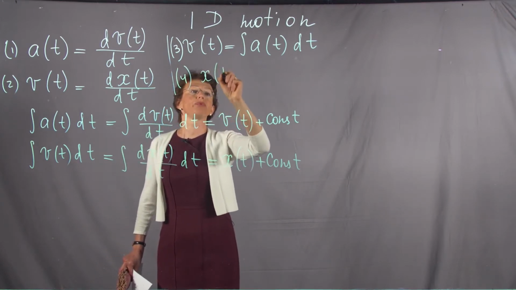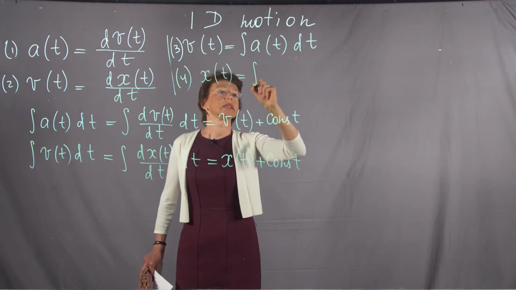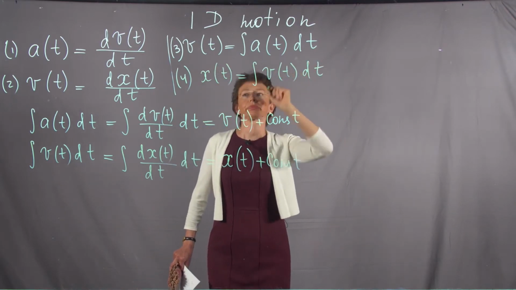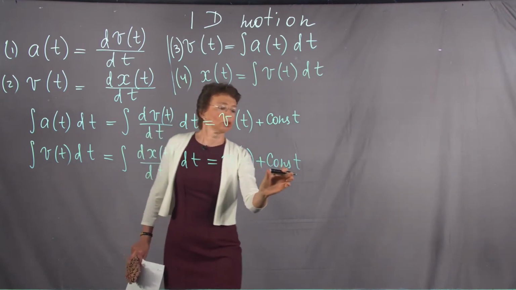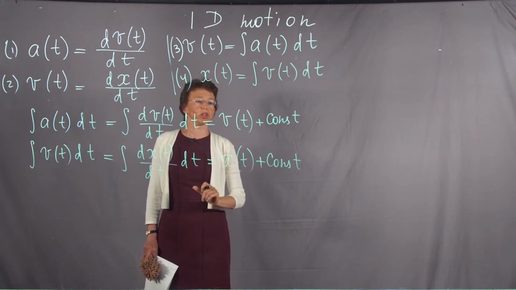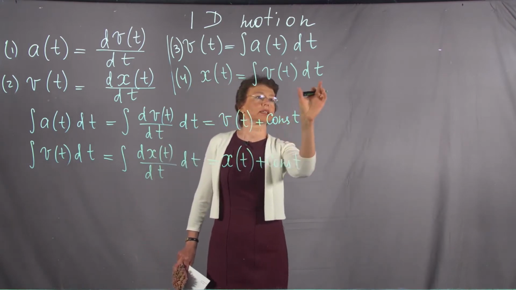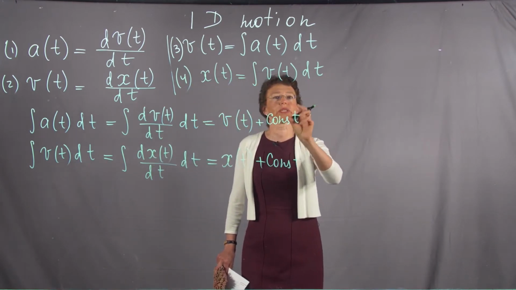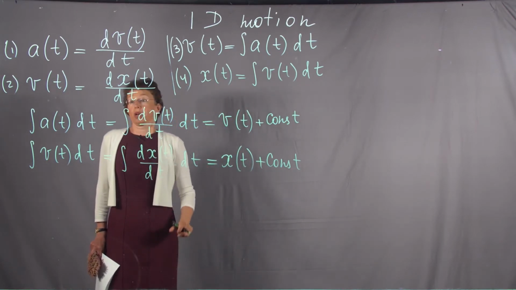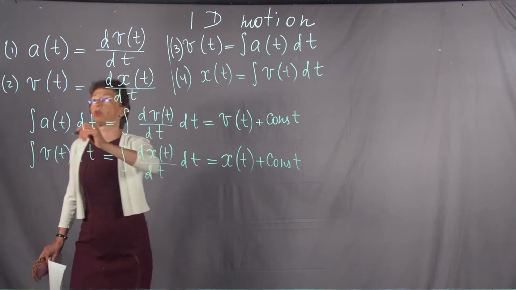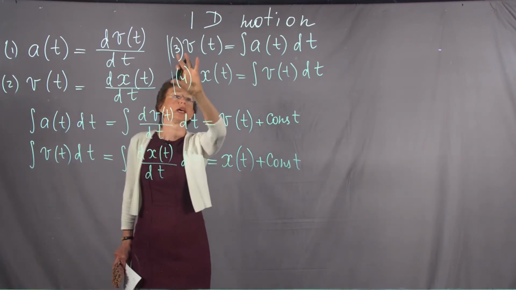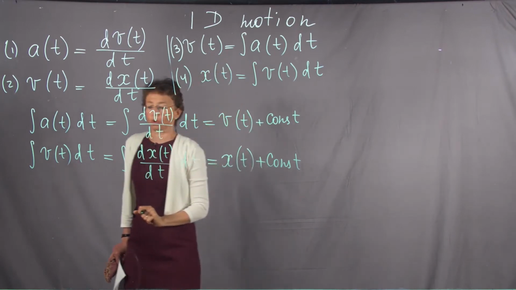X as a function of time is integral v of t dt. Again, I do not rewrite this constant for the same reasons as I did when I rewrote equation 3. This is indefinite integral. It will generate arbitrary constant, which helps me to satisfy initial conditions. That's it. That's all we need. Basically, we need formula 1 and 2, and we need to know calculus to have 3 and 4.